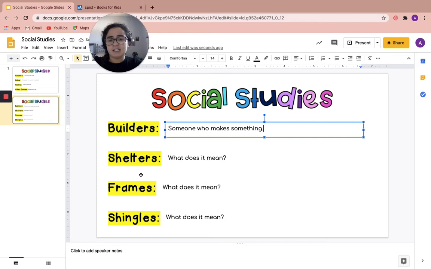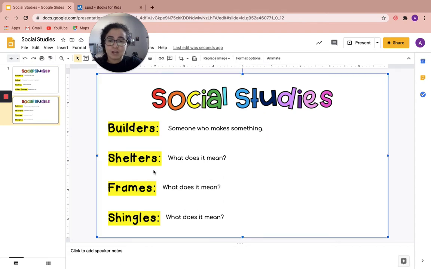Okay, friends, let's move on to our second vocabulary word. Do you know what this says? All right, let's spell it together. S-H-E-L-T-E-R-S. Do you know what this says? This word says shelters. Do you know what shelters means?